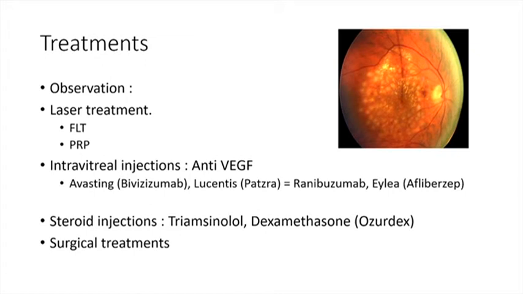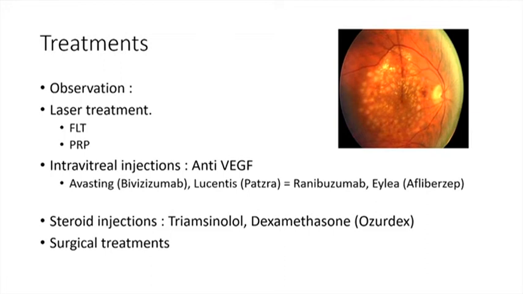And steroids can be given. There are slow release steroid implants. These are kind of expensive treatments. One injection costs almost 100,000. But you can give it, and it slowly releases the steroid and prevents the inflammation inside there. There is an inflammatory part also in diabetic retinopathy.